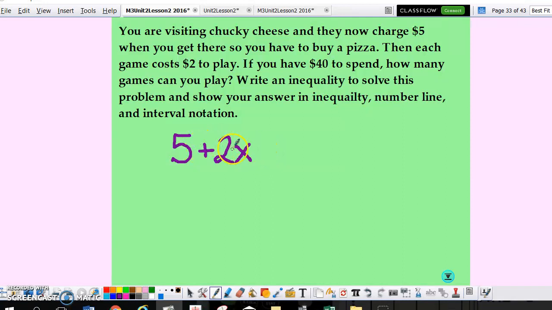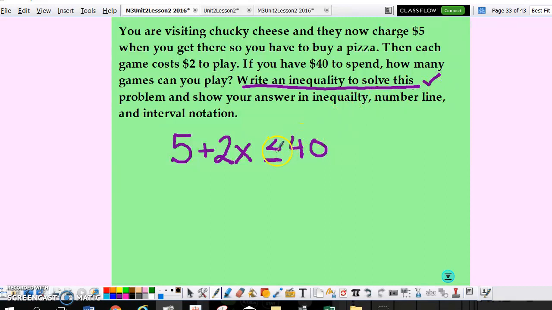Now I want to keep my budget within $40. So if 40 is my goal and I want to equal that, that's okay. But I also could spend less than that, have a little extra spending money. There's my inequality that I wrote. So I wrote an inequality to solve this problem. Check. Now I want to answer it.